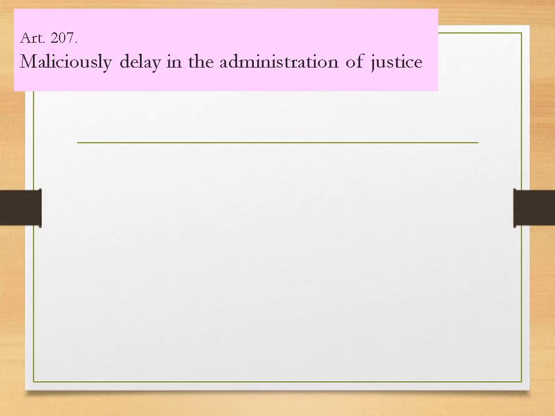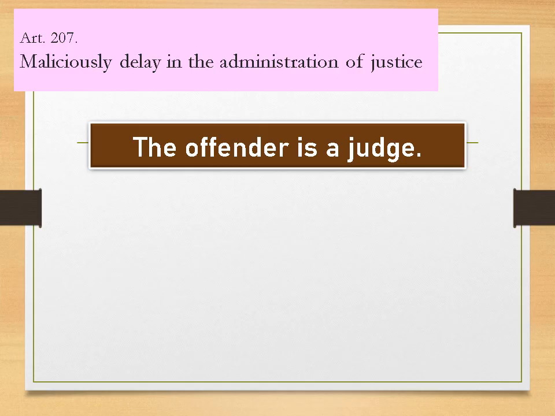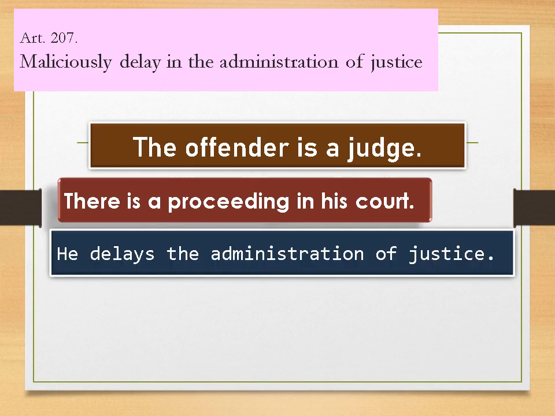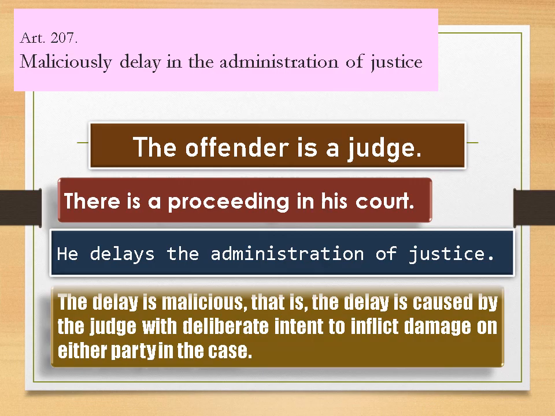So we go now to Article 207, which is the malicious delay in the administration of justice. So the first requisite is that the offender is a judge, and there is a proceeding in his court, and he delays the administration of justice, and the delay is malicious. That is, the delay is caused by the judge with that deliberate intent to inflict damage on either party in the case. So, yan yung pinaka mas importanting element, that the judge must have that deliberate intent to inflict damage. So, insofar as Article 207, hindi ko naman siya nakitang tinanong sa bar exam.